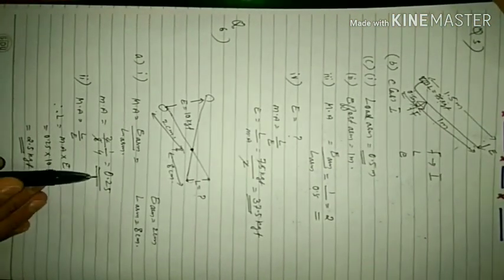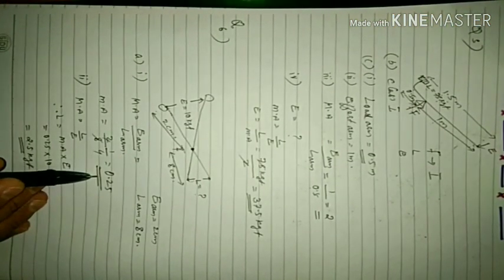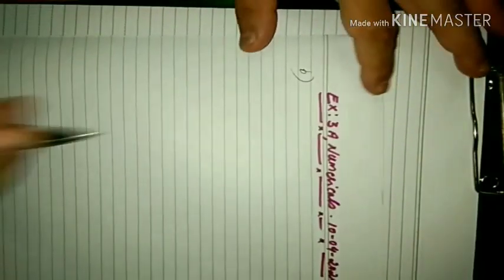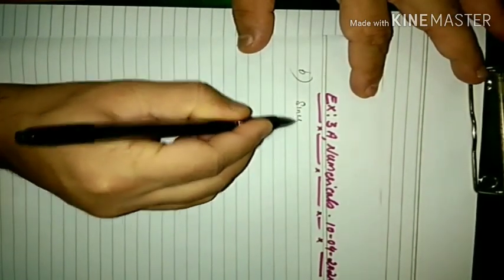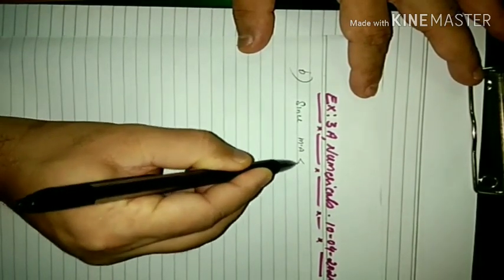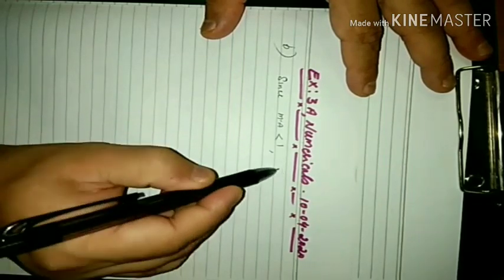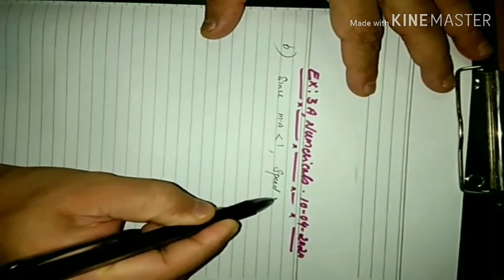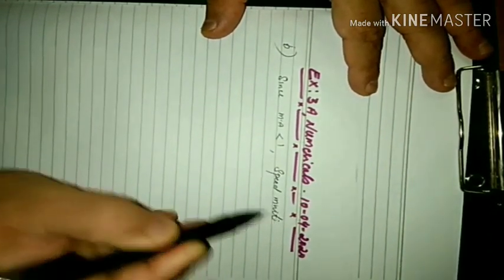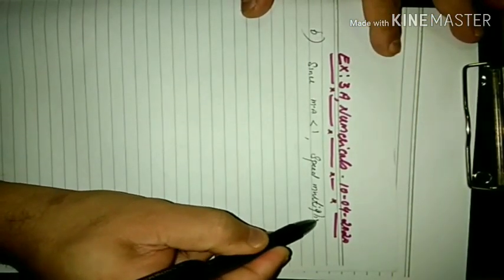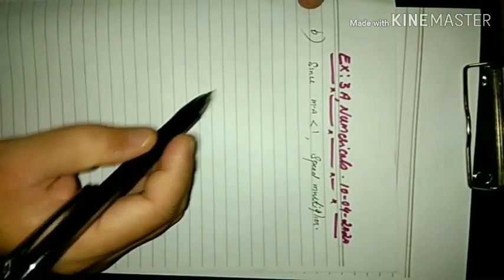So what is the value of mechanical advantage here? We have calculated the mechanical advantage is 0.25. It is always less than 1. So we can say that since mechanical advantage is less than 1, the scissor acts as a speed multiplier. Okay. So that part is done.